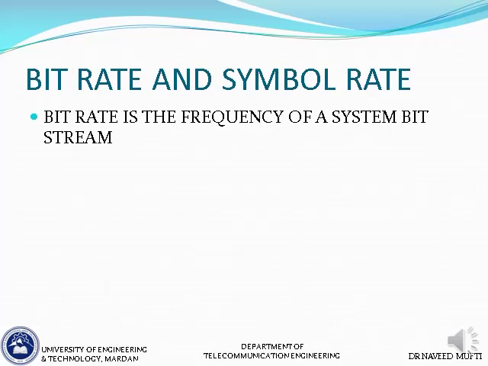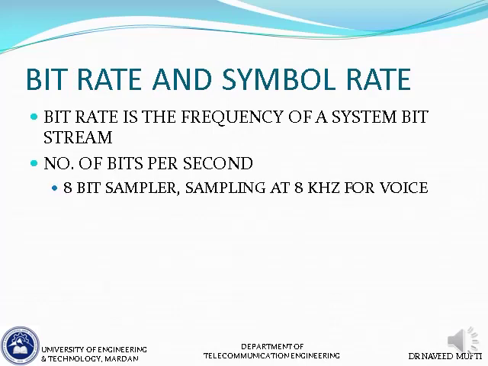ठीक है, bit rate as we know is the number of bits per second, that is the frequency of a system bit stream, number of bits per second. For example, अगर आपके पास एक 8 bit का sampler है, तो sampling हो रही है and every sample is getting represented by 8 bits, and then we are doing the sampling at 8 kilohertz. तो हमारा इसका बिट रेट क्या बनेगा, इस सिस्टम का, इस अरेंजमेंट का बिट रेट क्या बनेगा.